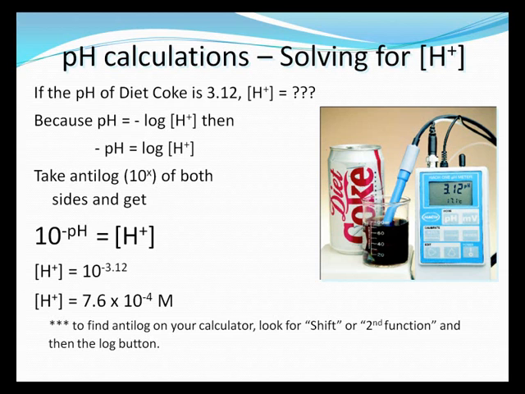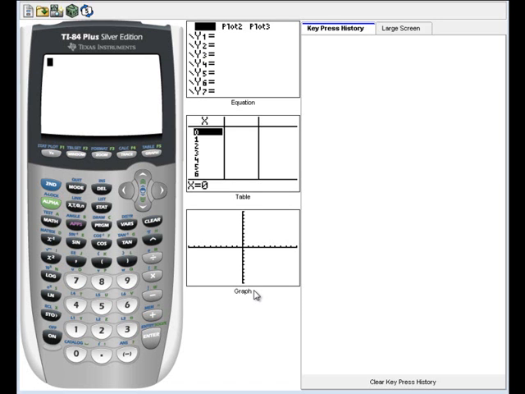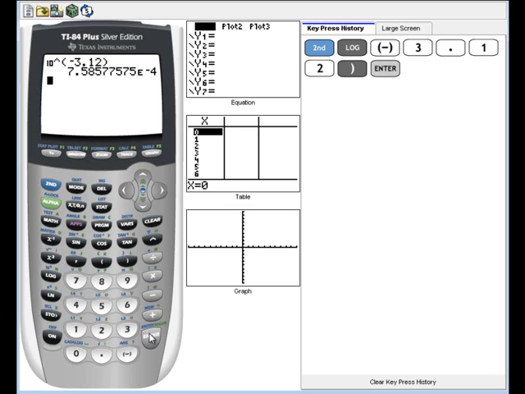Now, as you're looking for how to find an antilog, or 10 to the x, you just look for the shift or the second function button on your calculator. The following example, using the calculator, will illustrate this. To calculate the H+ concentration for the Diet Coke example, where the pH was 3.12, you need to take the opposite of taking the log, which is raising it to the power of 10. Second log gives you 10 to the x. Some people call that the antilog. 10 to the x of the negative pH is negative 3.12. Close the parentheses, and we get our answer of 7.585 times 10 to the minus 4, or 7.6 times 10 to the minus 4 molar.